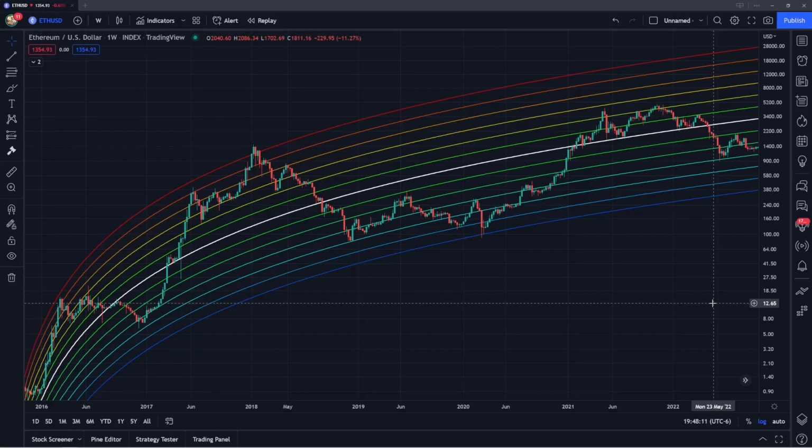Today I'm going to be providing a long-term market analysis update for Ethereum, and I'm going to be doing this through the lens of the logarithmic regression curves.